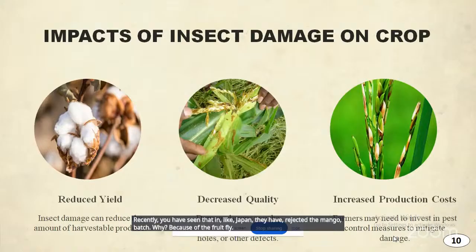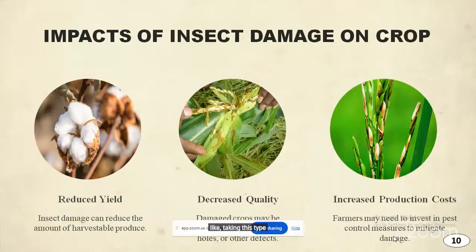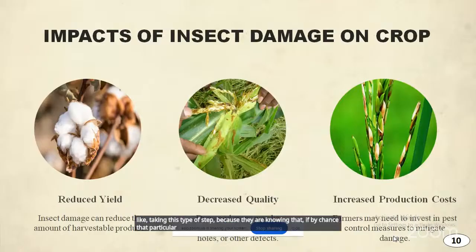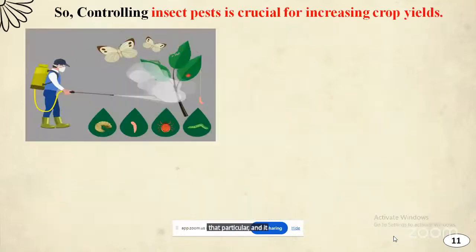So why are foreign or European countries taking this type of step? Because they know that if by chance that particular pathogen enters their environment or ecosystem, it will start adapting to other crops, and once it is adapted, it will breed in the surroundings, or you can say become established in that atmosphere, and it will cause a major issue later on.